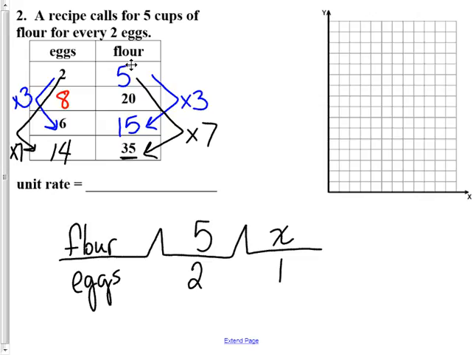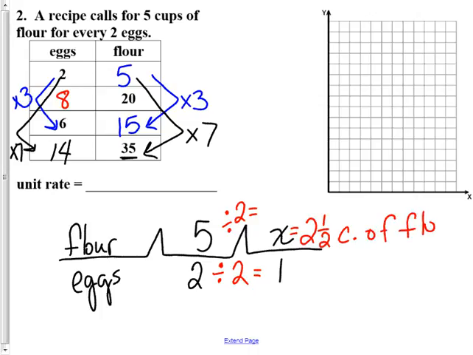So when we solve that, we're going to do 2 divided by 2 to get 1 egg, and 5 divided by 2 is going to give us 2 1/2, or 5 halves, or 2 1/2 cups of flour rather. So the unit rate is 2 1/2 cups of flour per egg.